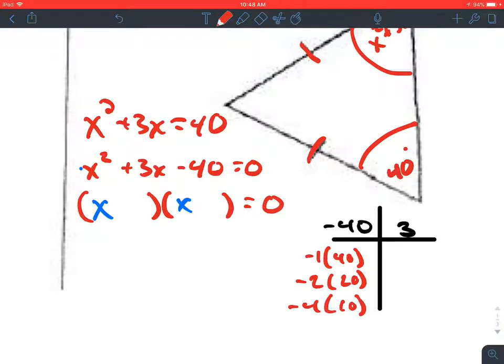Negative 4 times 10 adds up to be 6. That doesn't work. 5 goes into it 8 times. Hey, looky what we got here. Negative 5 times 8 is negative 40. Negative 5 plus 8, positive 3.